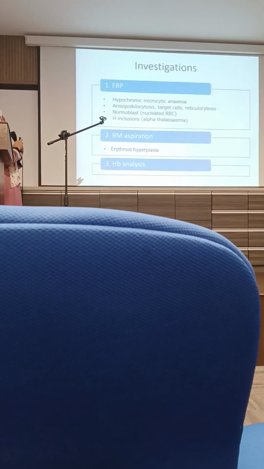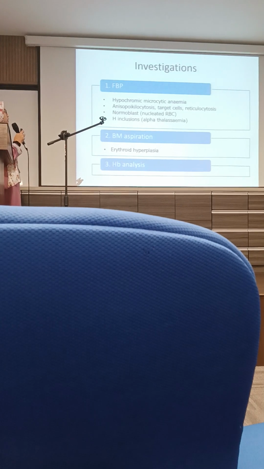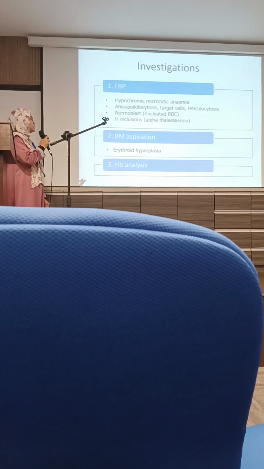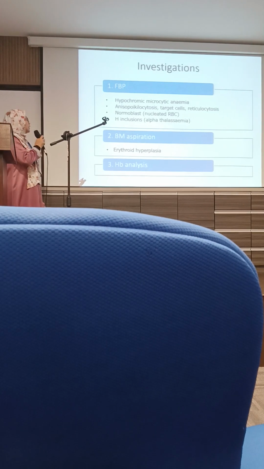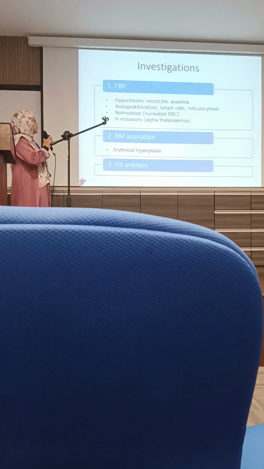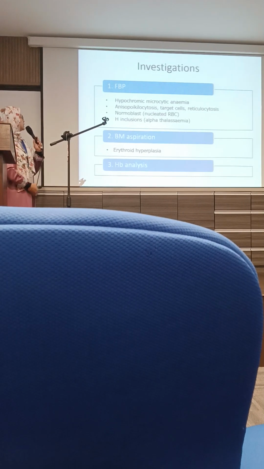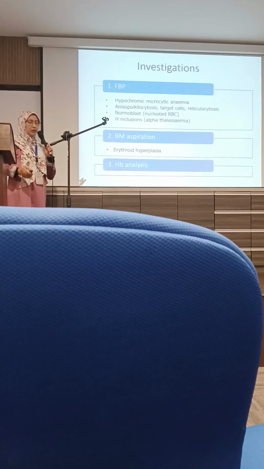Okay, investigation. You akan ada hypochromic microcytic anemia and isopoikilocytosis, target cells, reticulocytosis. You will see nucleated red cells or normoblasts in the peripheral blood, and you will see H inclusions only in alpha thalassemia. Bone marrow, you will see hyperplasia, and your diagnosis, you need to do HB analysis.